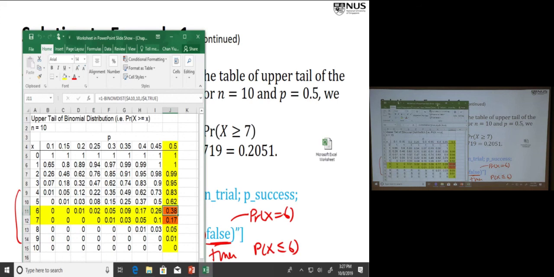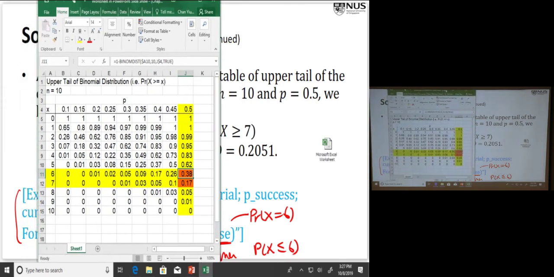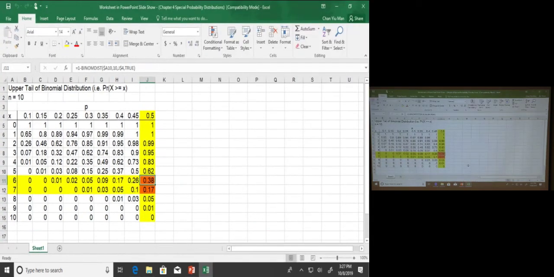Here is the table that I mentioned. Unfortunately, this table is only valid for n equal to 10. N equal to 12 or any other numbers are not given in this table. It gives you the upper tail, that means the probability of x greater or equal to x.